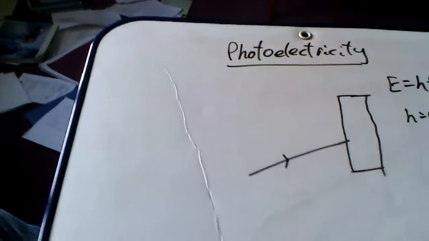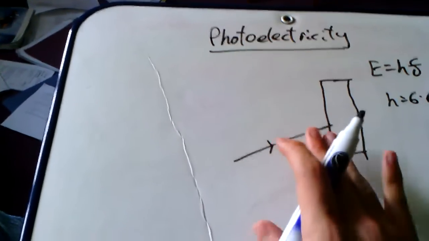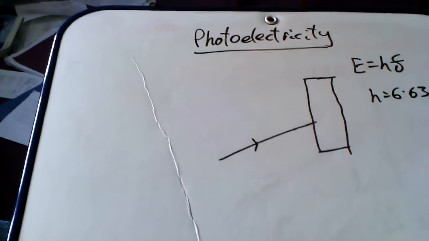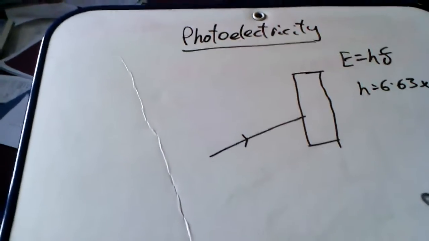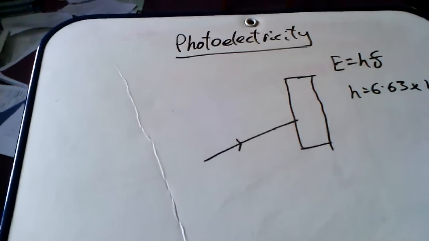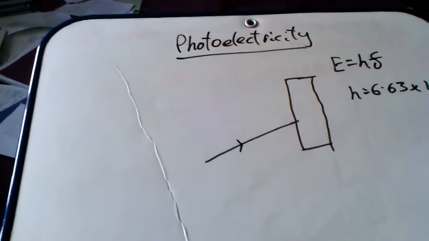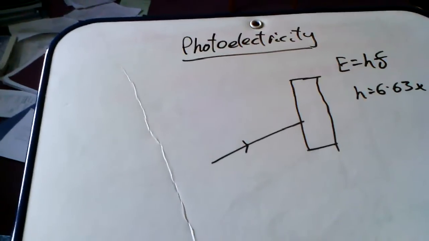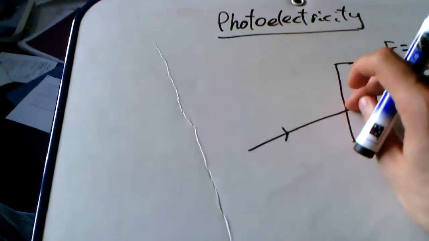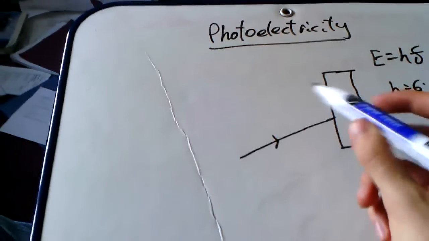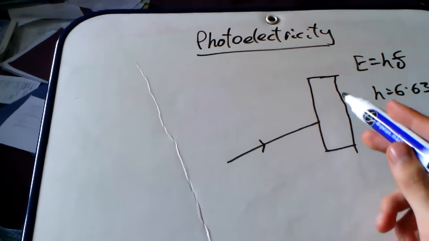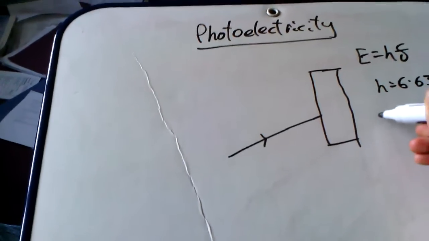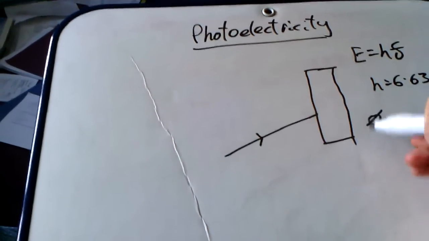Anyway, the frequency of this radiation must be above the threshold frequency. That's the minimum frequency required to release an electron from the surface of a metal. That means the photons will have enough energy to overcome the work function. The work function has a funny symbol. It's basically a 0 with a line through it.